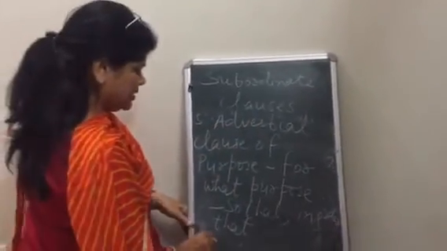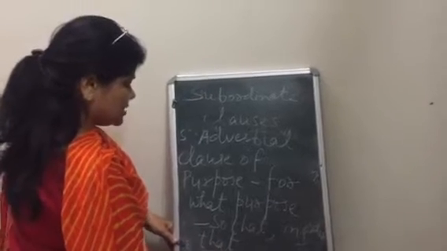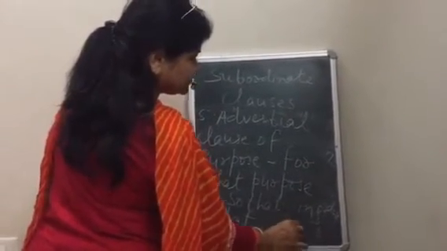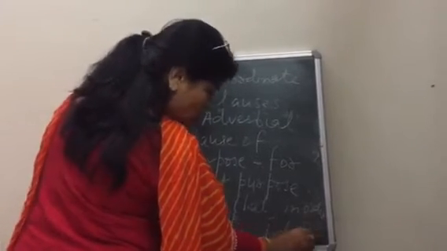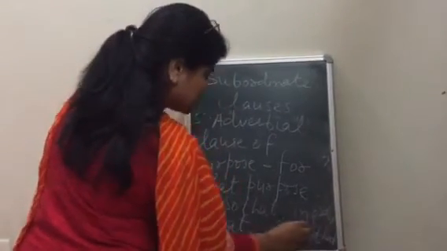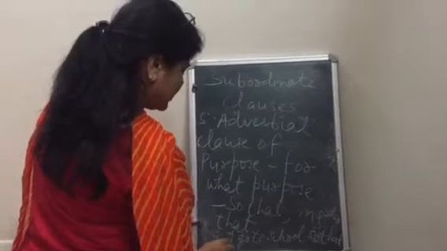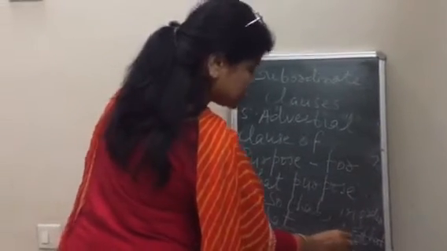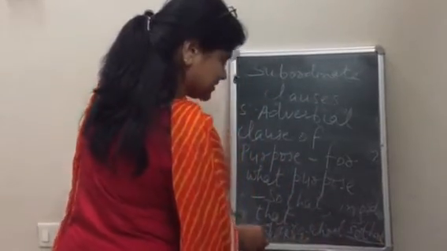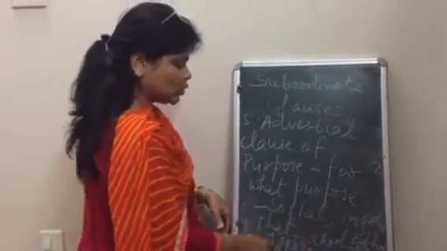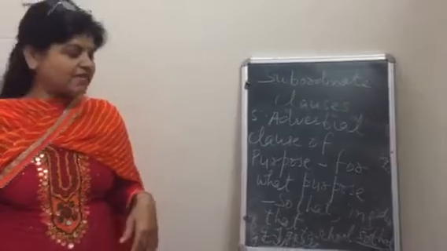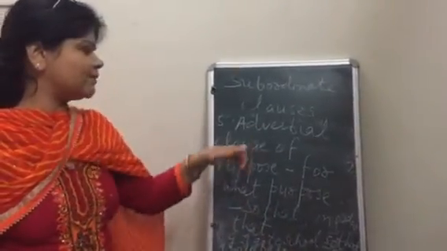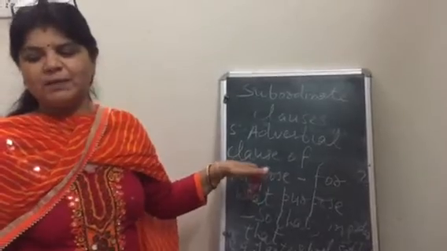For example, I go to school so that I will pass. Now here, so that I will pass. Here the purpose behind going to school is mentioned and that is so that I will pass. This is adverbial clause of purpose.